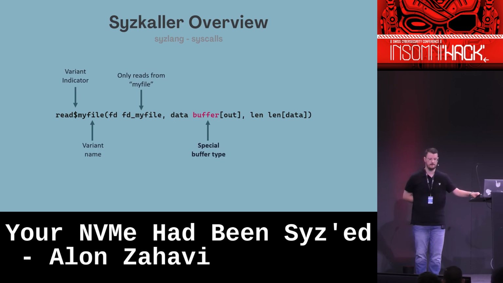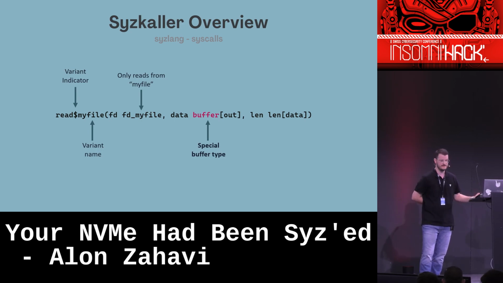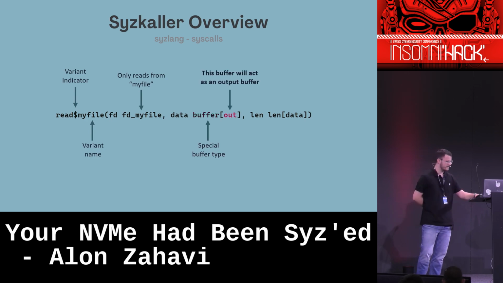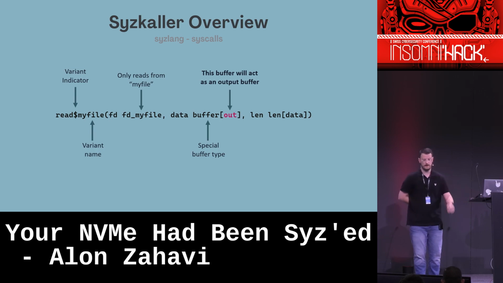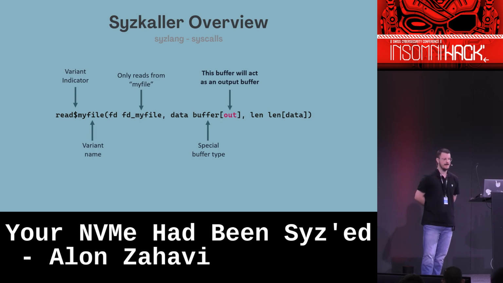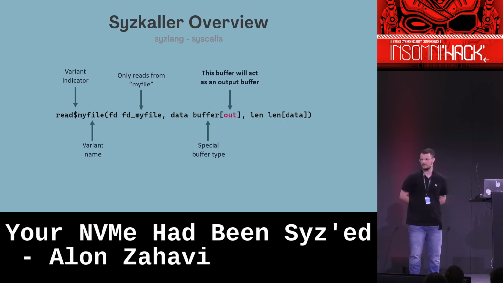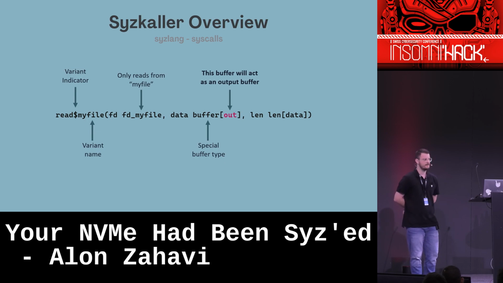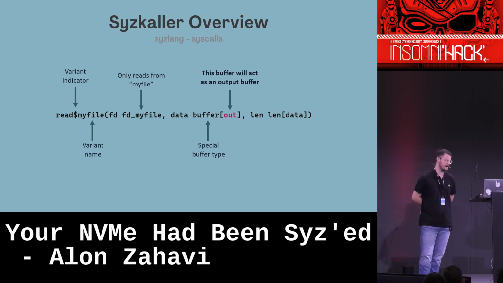You also can see here the buffer type, which is a special type in syzlang. This is just a pointer to data that syzkaller will know to create when generating inputs. And we have the out here. The out indicator indicates that this buffer is an output buffer. So as probably you can already guess, when we send a read syscall, we don't send it with a populated buffer. We tell the kernel to populate this buffer and send it to us. So this is why we say here the out.